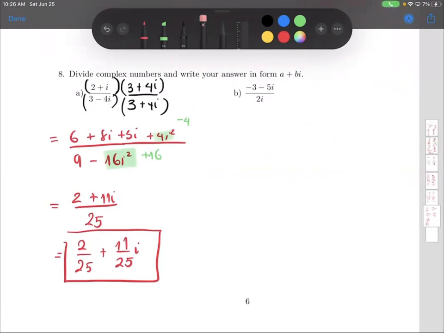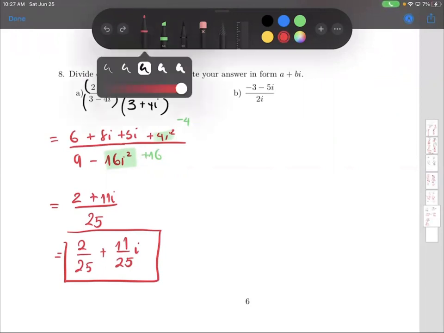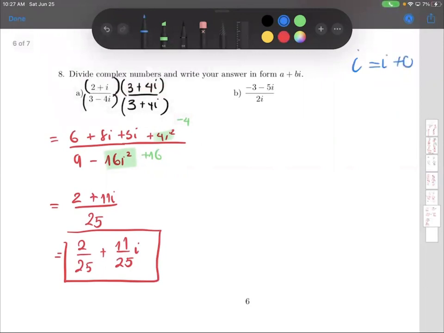Okay, now B. B is just i in the bottom, or just 2i. It's not like A here where we can multiply by the conjugate. Now remember, if I just have i, I can rewrite it as i plus 0, right? So what is the conjugate of i plus 0? Well, i minus 0, which is also i, right? So the conjugate of the denominator here in part B will be just i. So multiply both top and bottom by i, which just makes sense, right?